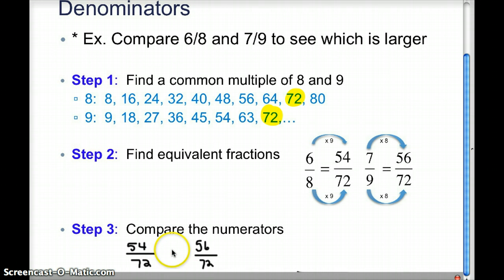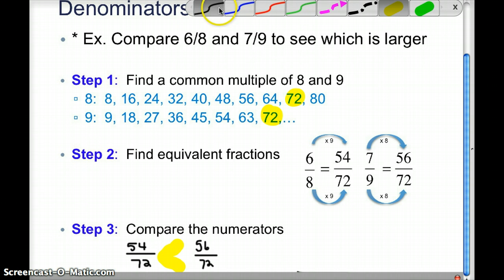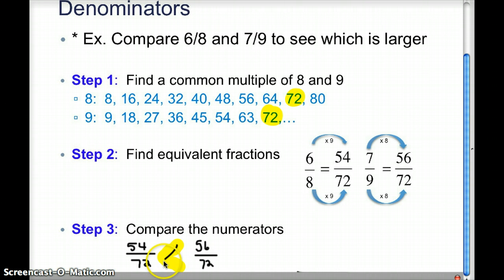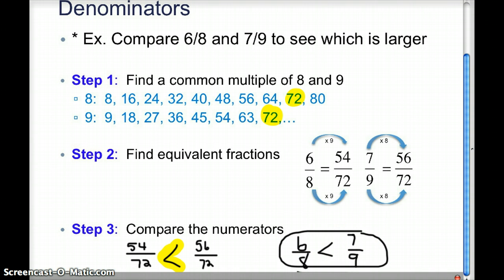54 is less than 56/72. Now a professional way to write it is to use the original fractions given. So 6/8, which was equivalent to 54/72, is less than 7/9. That is the final way you write your answer.